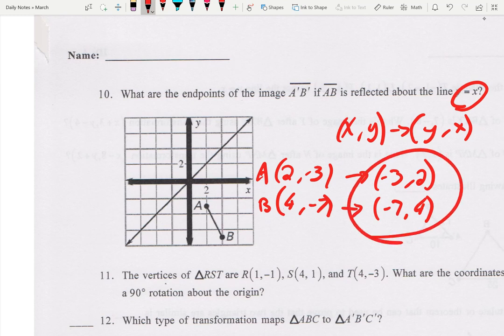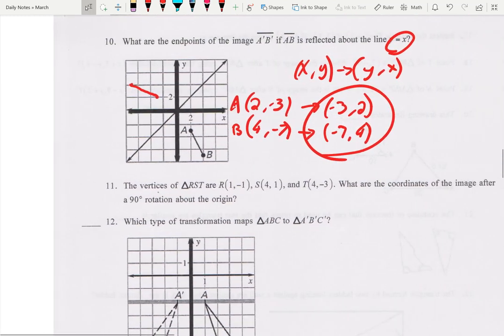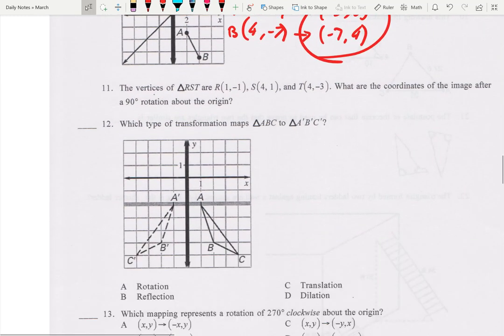Negative 3, 2 would be there. And negative 7, 4 would be there. So that's where those 2 points would be. But again, I find it easier than actually graphing it. I find it easier to write the points down that are presented here, A and B, and then just follow the rule. The rule is a very simple thing to follow. I don't have to try and figure it out mentally using the image in my head. You can just follow the rule.